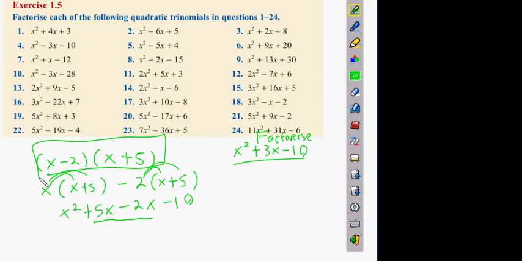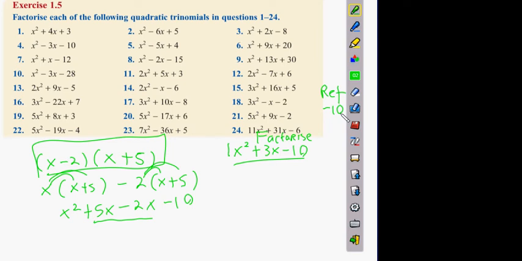Now, there's a way you do this. x squared means 1x squared. Do you understand? Multiply the first number by the last number. You get what's called the reference number. Reference number being minus 10, not 10, minus 10. Okay?